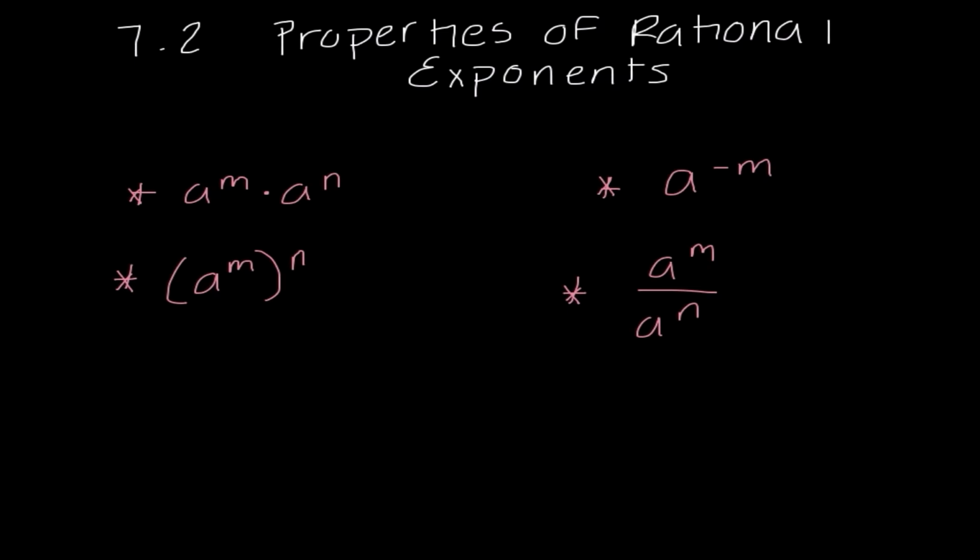Welcome to our next lecture, which is covering section 7.2, properties of rational exponents. The properties of rational exponents are identical to properties of exponents, which we already know. So I'm just going to highlight 4 of the major concepts. This first one, when I'm multiplying two things that have the same base, we have to add their exponents. So I would get a to the m plus n power.